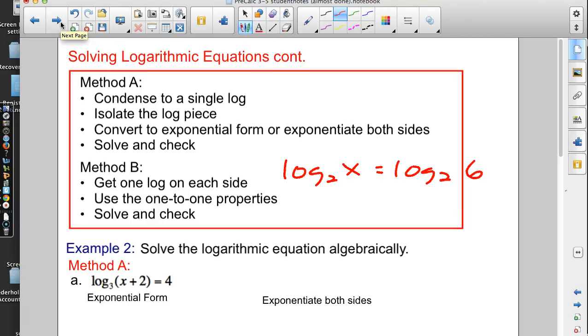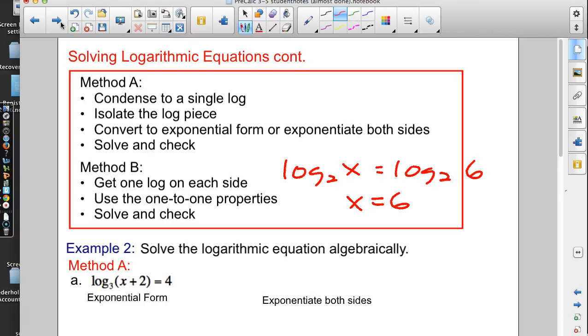They both say logarithm base 2. That part is already equal. The only way this is going to come out to be equal expressions is if x equals 6. That's a one-to-one property. We already know that the bases for the logs are the same. In order for the entire statement to be true, x would have to equal 6. And then, like it says, solve and check.